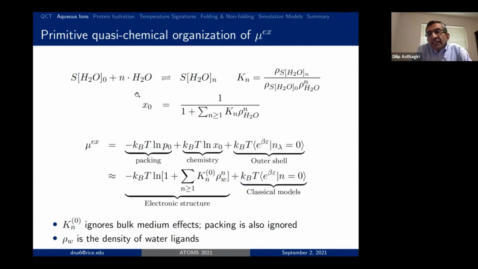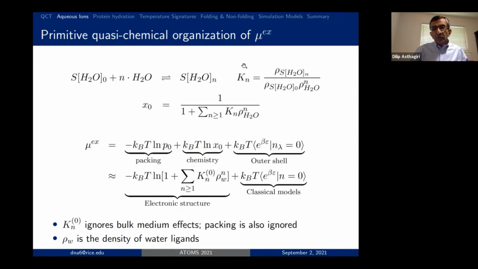This is just a mass balance. So once I get this x naught, I can go back and stick this factor into the quasi-chemical framework that I mentioned, and we are going to do the following. We are going to make two approximations, and in more recent work, both of these approximations have been removed, but I'm going to stick with the earlier version where we did make these approximations.